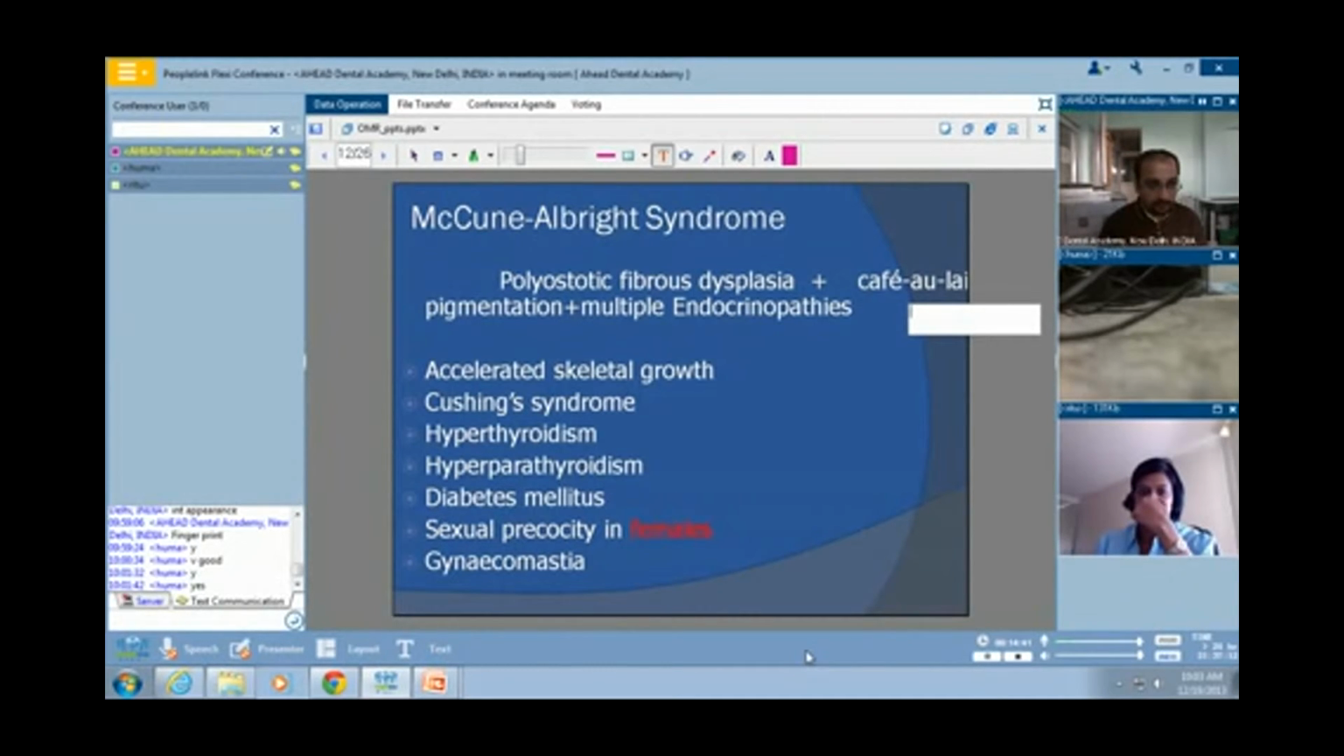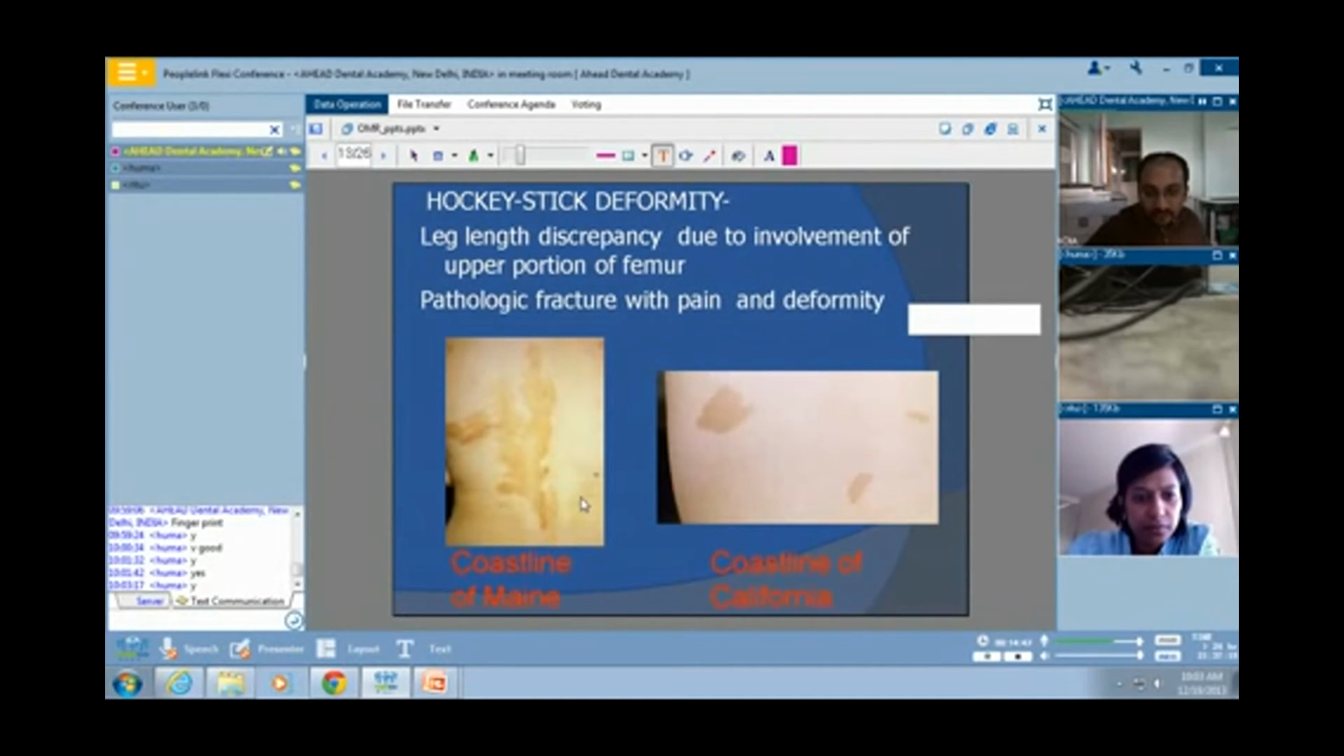Now I have written something called coastline of Maine and coastline of California. You might be wondering why I have written it. Well, Maine and California are states in the US, right? Coastline of Maine is an appearance of the café-au-lait spots. This is seen in neurofibromatosis. The coastline of Maine is actually very irregular. That is why the appearance is called coastline of Maine.